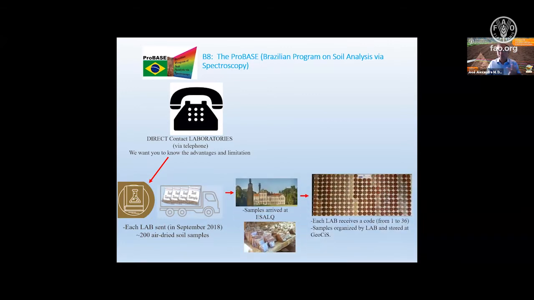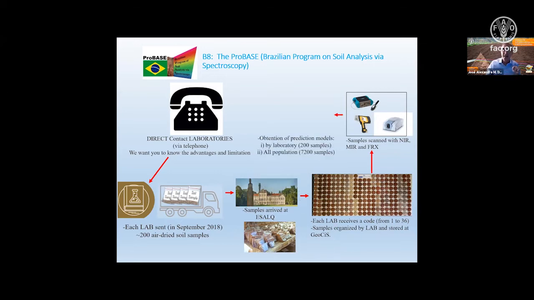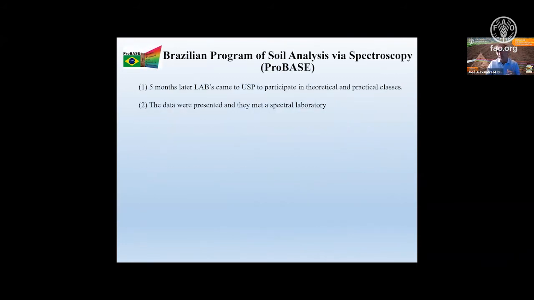This is how this course happens. The laboratories, we gave them a protocol and they sent their soil samples to our lab. Now it's different from the spectral library. The labs send to us and we measured and prepared, we prepared by laboratory. We measured with a lot of types of equipment and we made the predictions and processing. All of this was made by our group. Okay, so 5 months afterwards, because we had to make about 7,000 measurements, the laboratories came to our university in person and we gave the first course. We told them how it functions and we presented the data that we got with their soils.